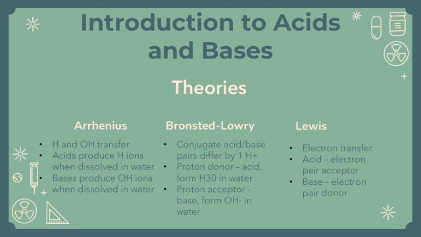Secondly, the Bronsted-Lowry theory is another incomplete theory, however it has some useful parts. The theory states that conjugate acid-base pairs differ by one hydrogen ion, with the acid being a proton donor and the base being the proton acceptor. The theory also states that when dissolved in water, acids will protonate to form a hydronium ion and bases will deprotonate to form a hydroxide ion.